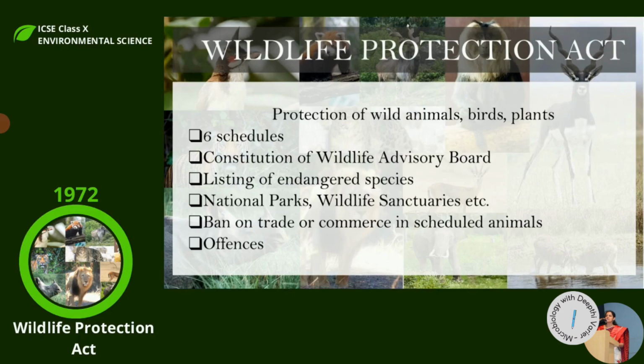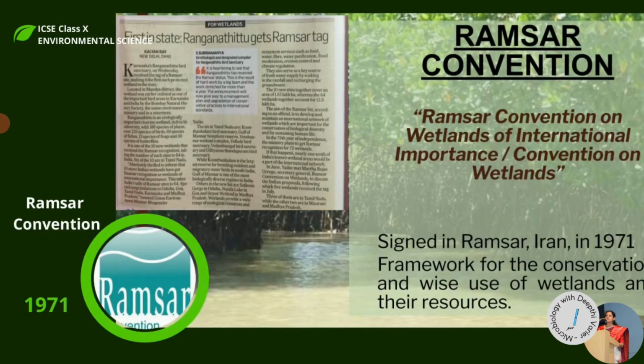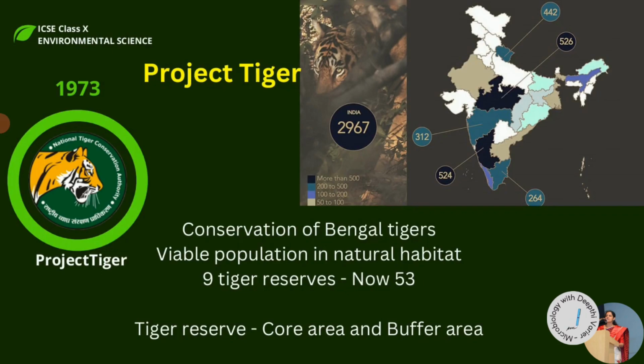So we have done 3 till now. The first one that we looked at was IUCN. That is an organization that is working for conservation of nature and the natural resources. Then we looked at the Ramsar Convention, which is for protection of wetlands. Then we looked at the Wildlife Protection Act, which is for protection, conservation of wildlife in India, that was implemented in 1972. The next one is Project Tiger.